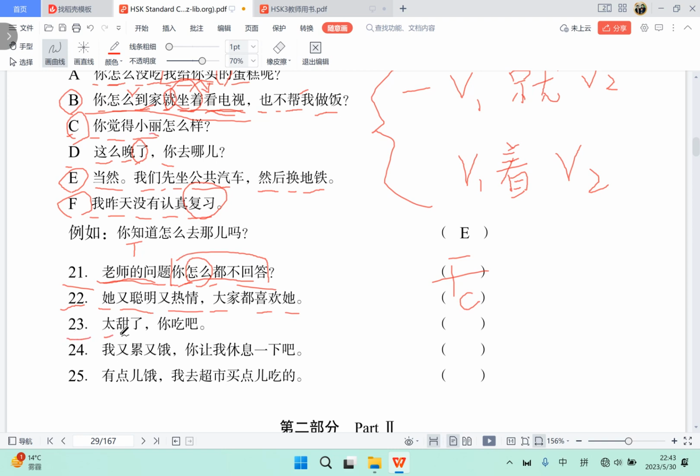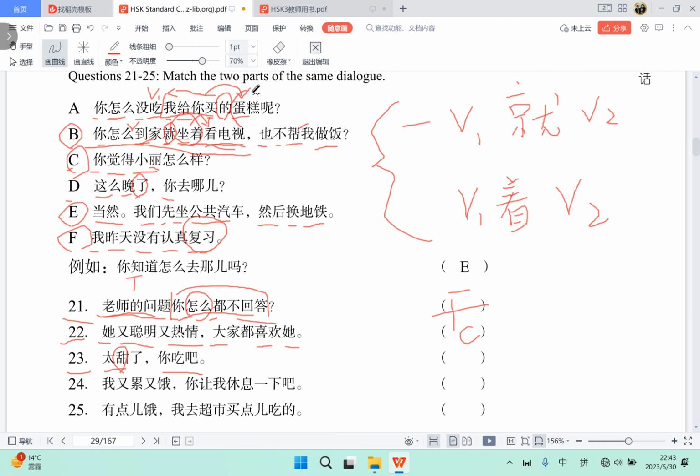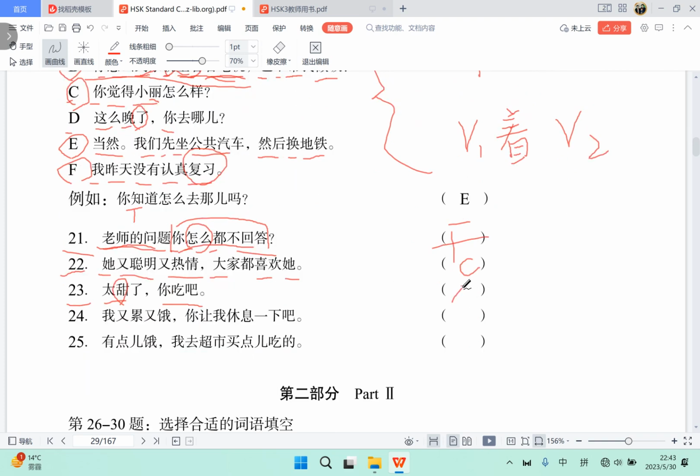And 23, 太甜了, too sweet. 你吃吧, so you eat, better you eat it. So something sweet is normally cake, right? So this one we choose A.